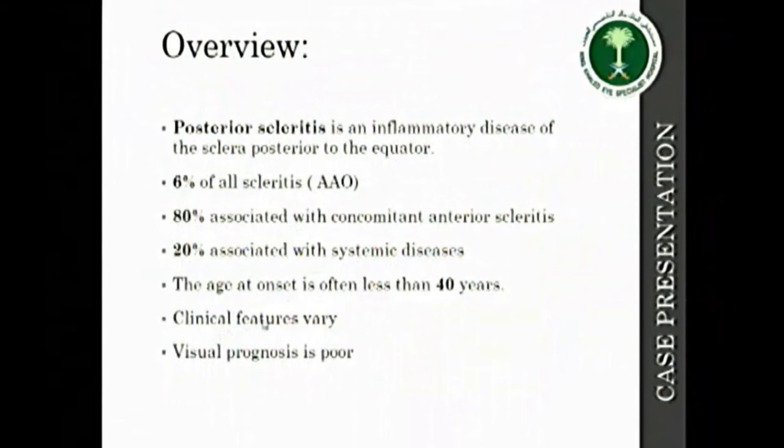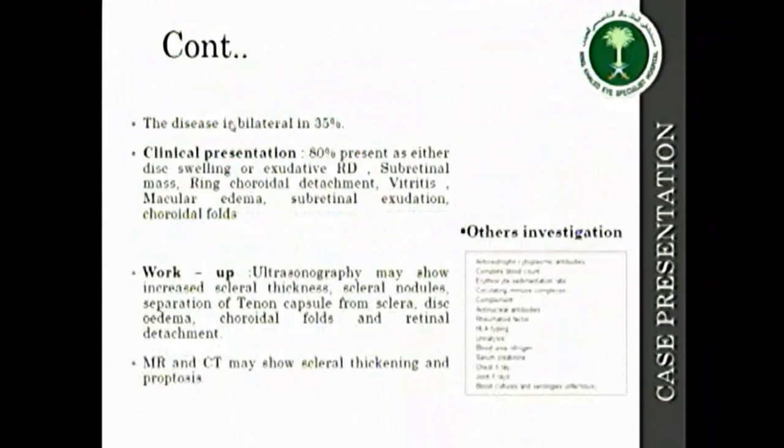Clinical features vary. The patient comes with pain, tenderness, and also ocular motility restriction. Visual prognosis is poor; 80% will develop visual loss. The disease is bilateral in 35%. Clinical presentation, 80% present with either disc swelling or exudative RD, subretinal mass, ring choroidal detachment, vitritis, macular edema, subretinal exudation, and choroidal fold.